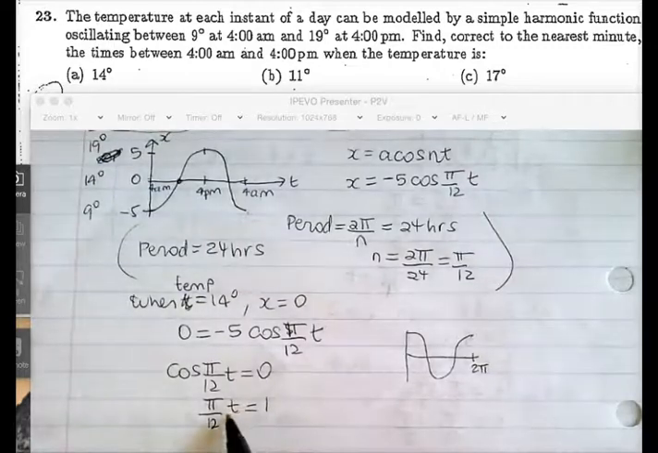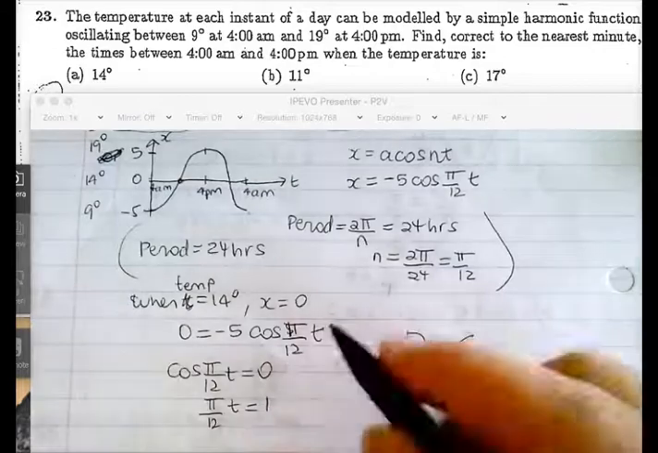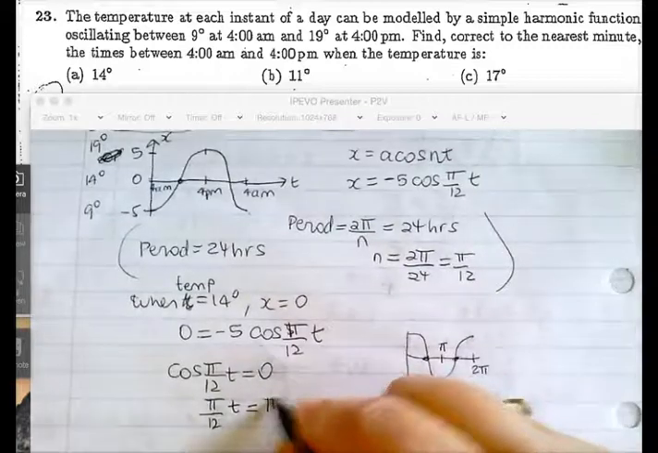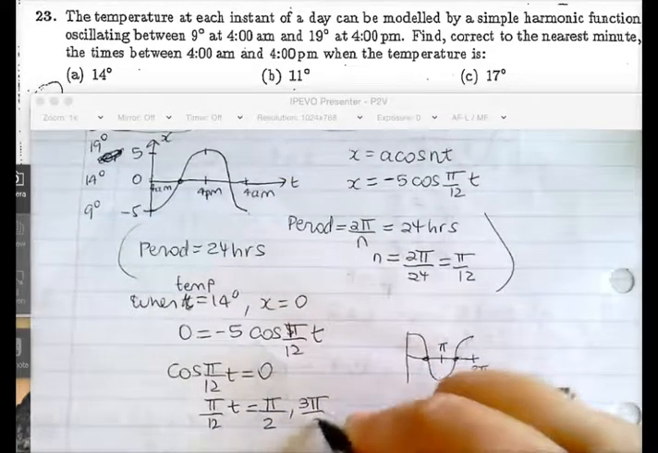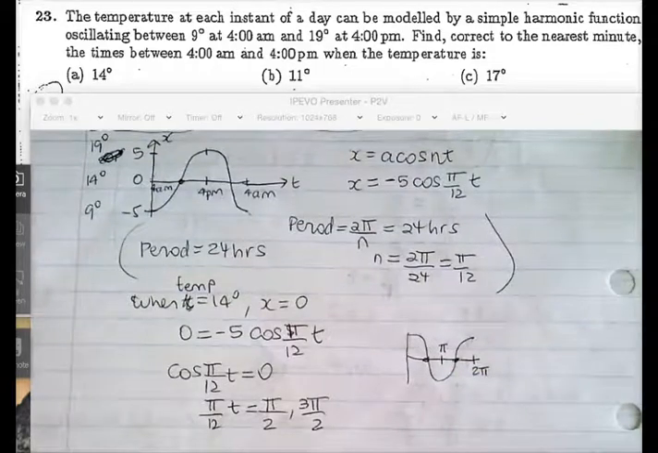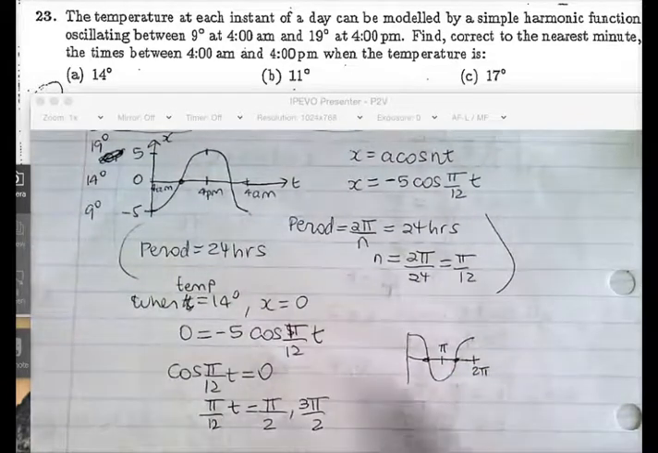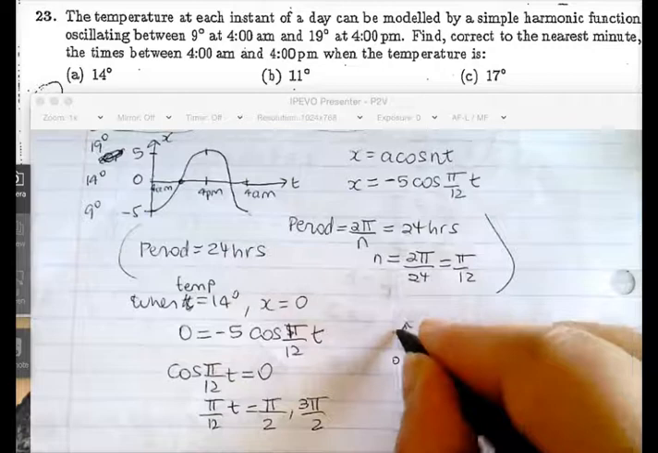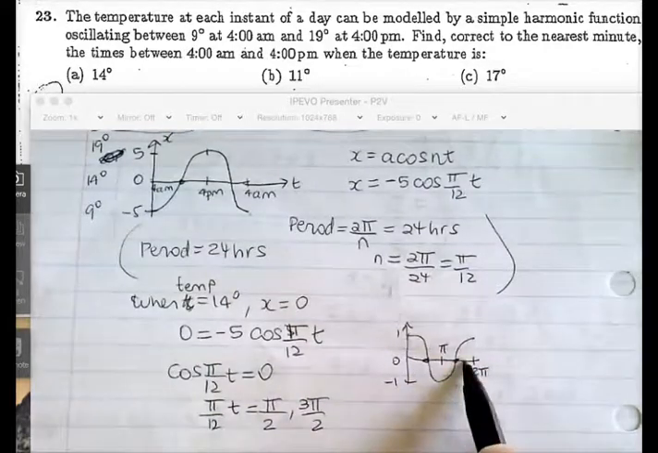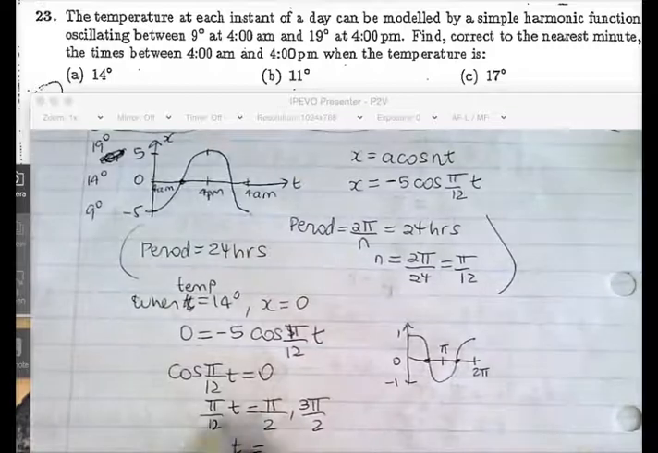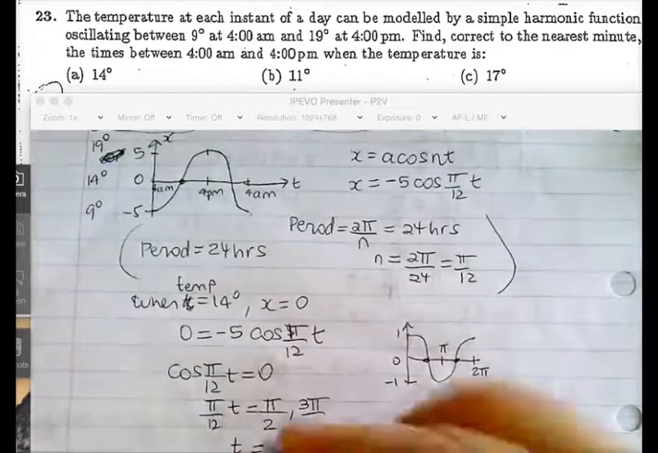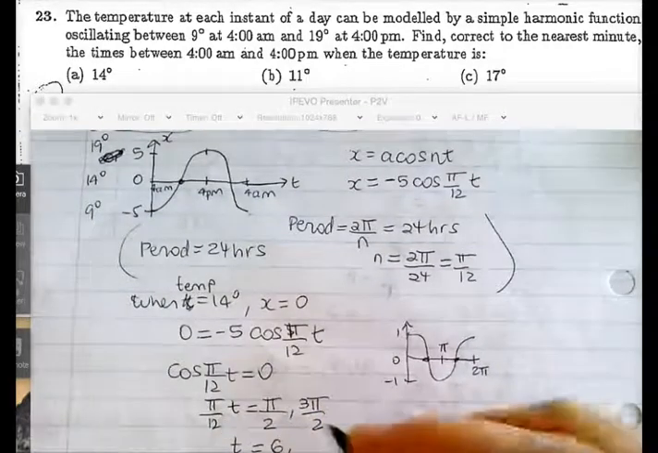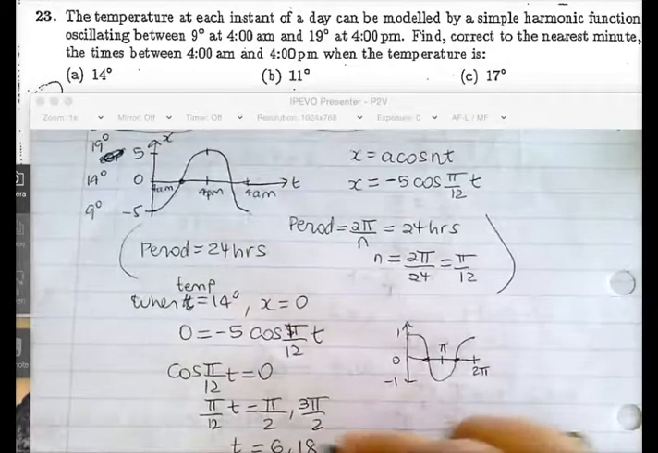Girls, I've made a mistake. Thank you. It's pi on 2, 3 pi on 2. Which one do you think I just want? Guys, sorry, I read this wrong. Cos of something is 0 here, not 1. So it's pi on 2, 3 pi on 2, so therefore t is what? Put the 12 up there and the pi down there. 6, and the other one, 12 and pi. What's that? 24 and 36 on 18.